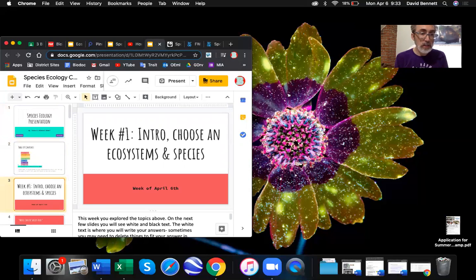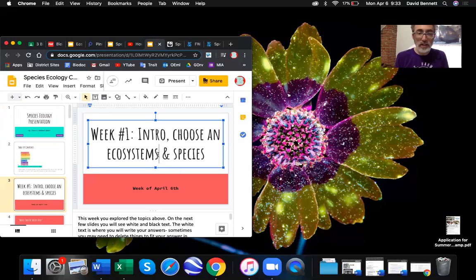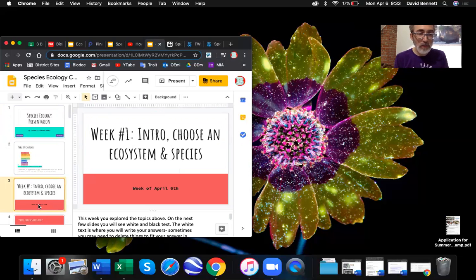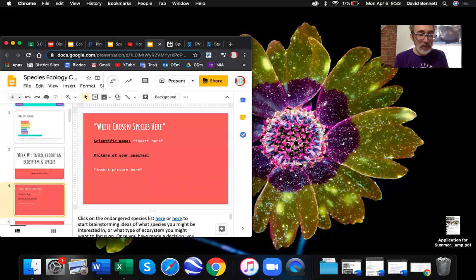This week is salmon, pink, red, whatever you call this. And so intro, choose an ecosystem and species. Notice it says ecosystems, choose an ecosystems. That's a mistake. I just noticed that. How exciting. All right.